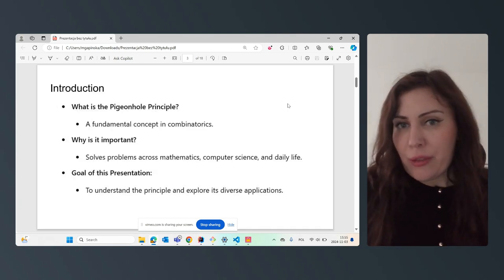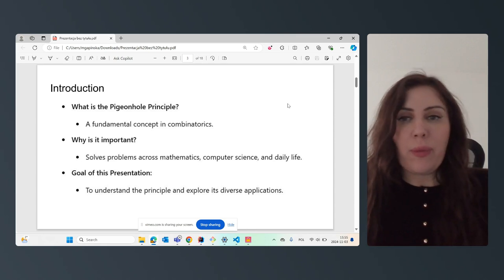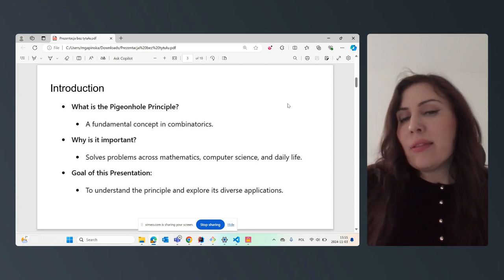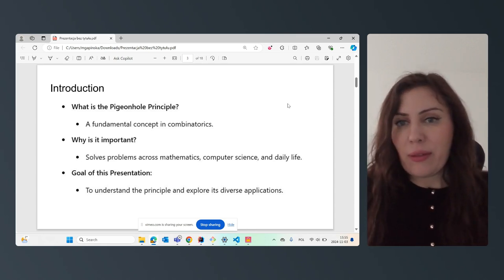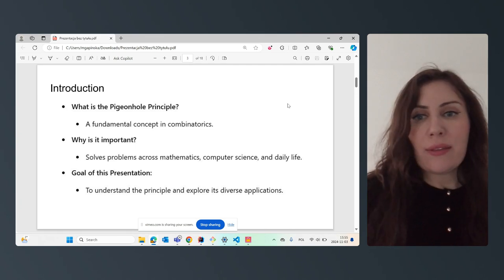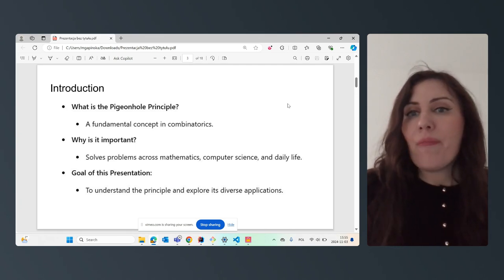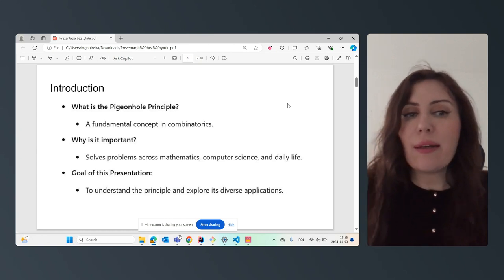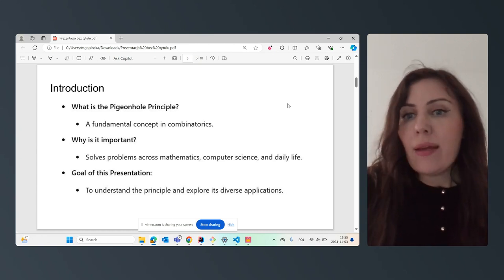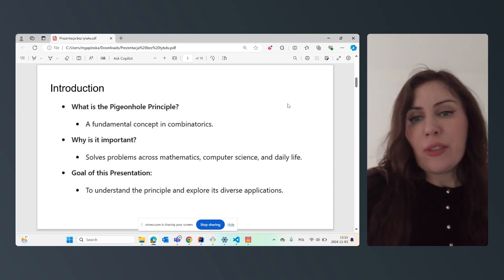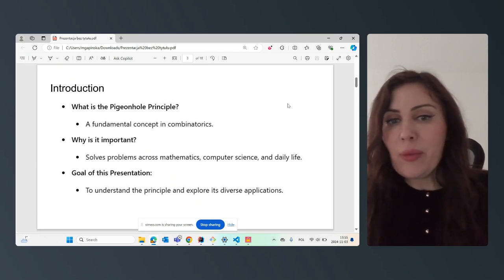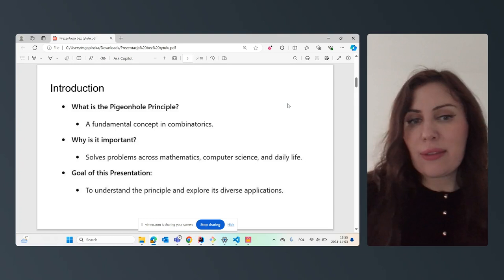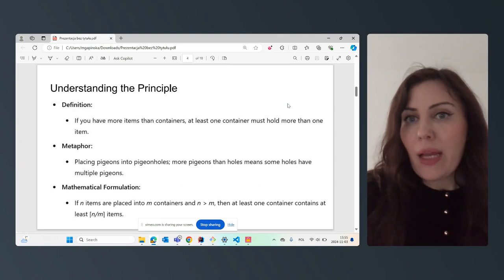First, introduction. What is the Pigeonhole Principle? It is a fundamental concept in combinatorics, and why is it important? The Pigeonhole Principle may solve problems across mathematics, computer science, and everyday life. The goal of this presentation is to understand the principle and explore its diverse applications.